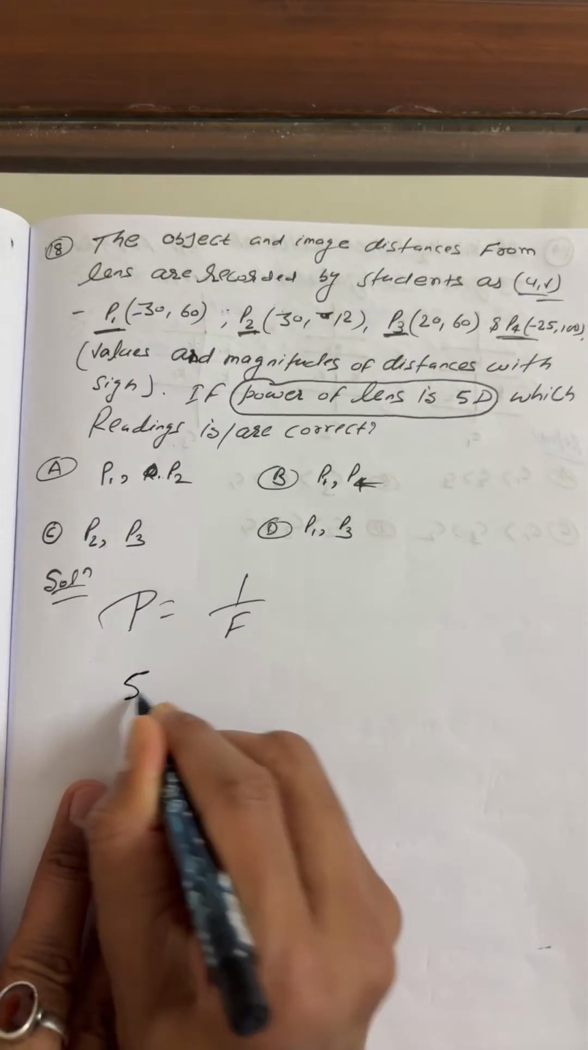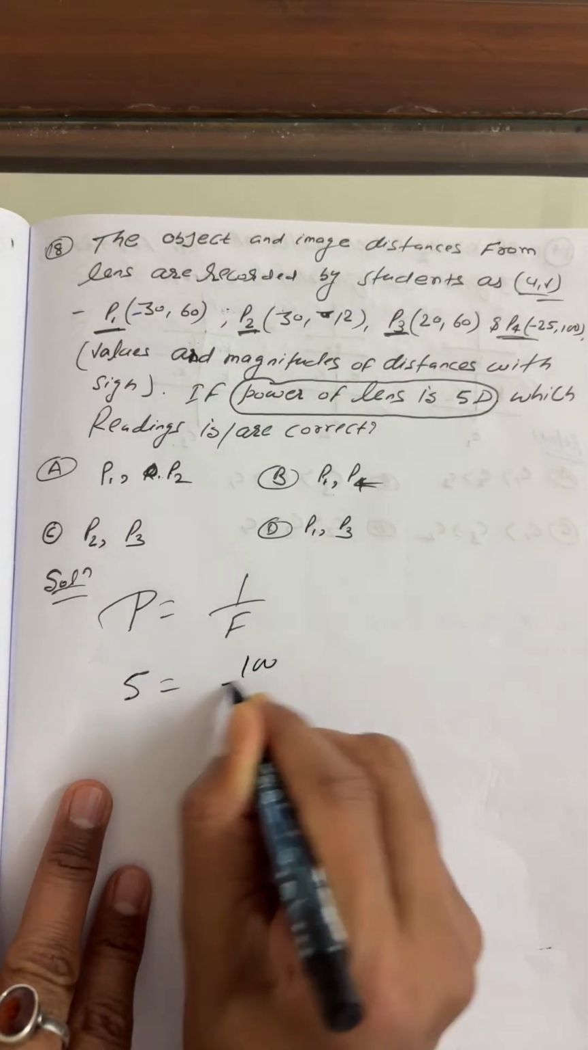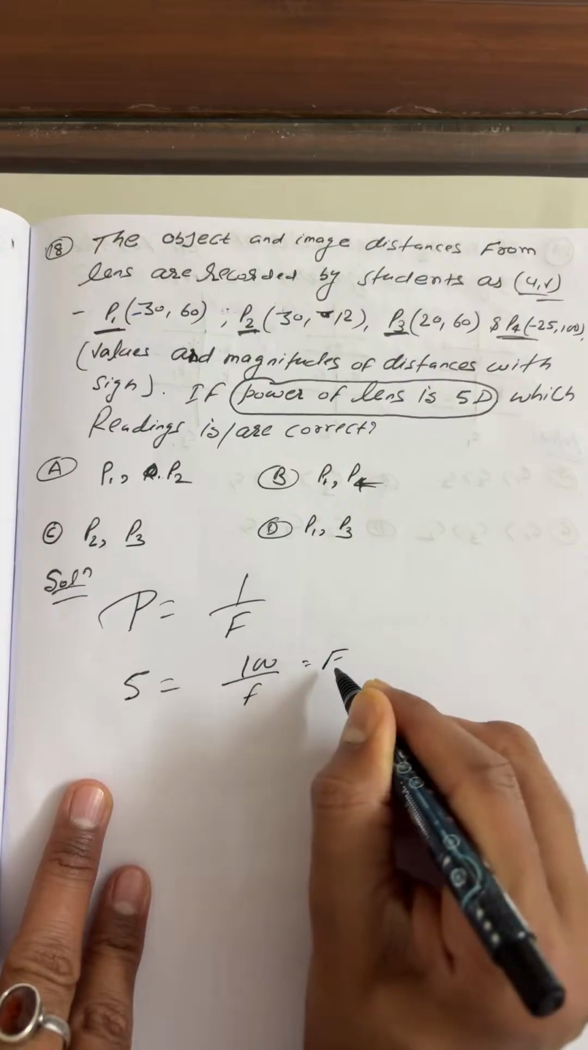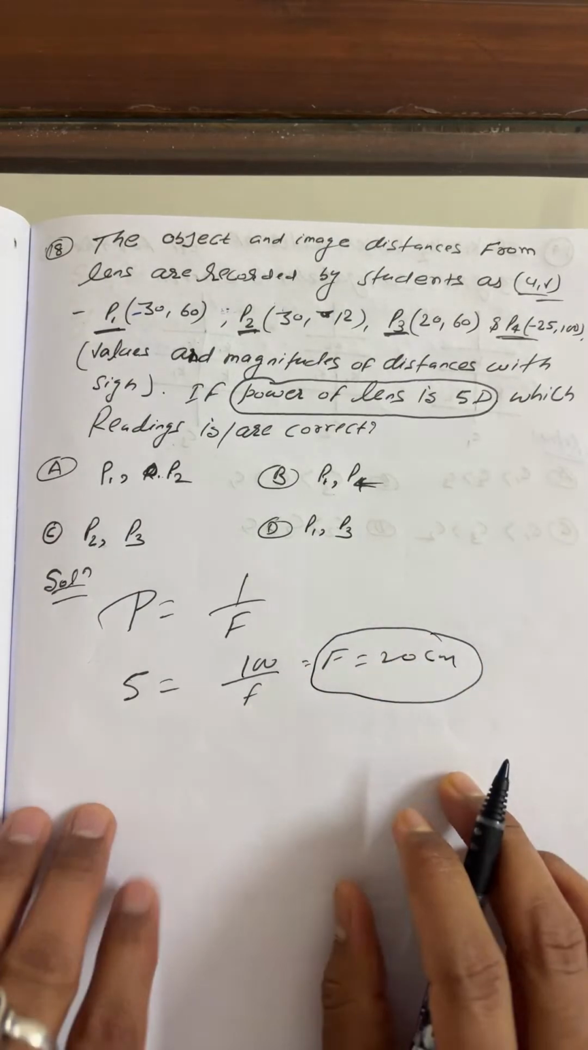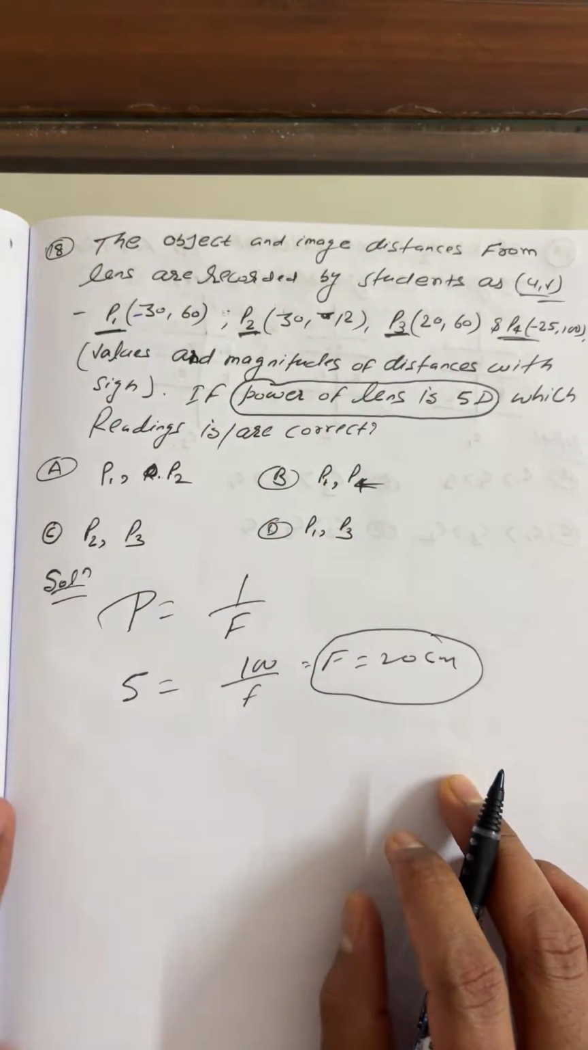So power beta how much? 5 is equal to 100 upon F charge. F, what will you get? This is 20 centimeter, right? Now students, we have to just take the data, everyone.